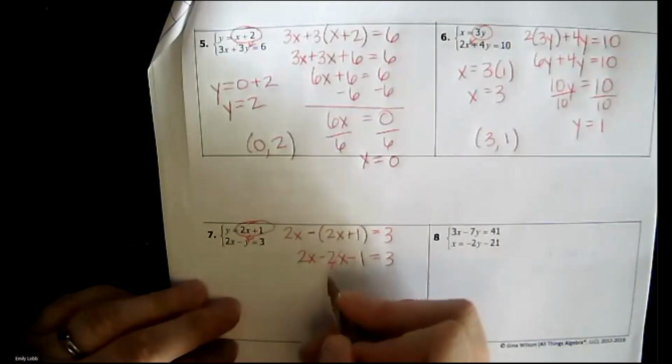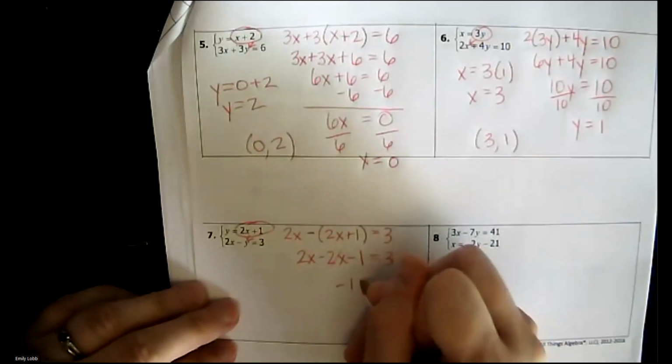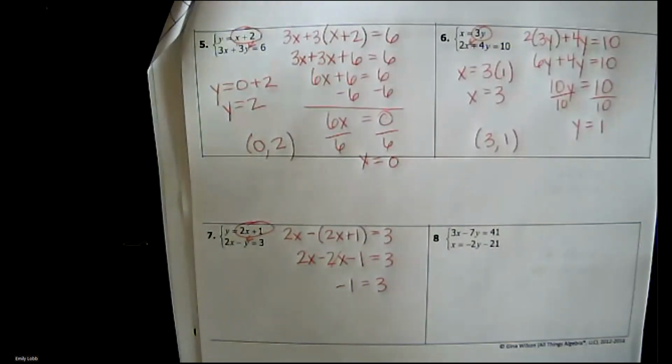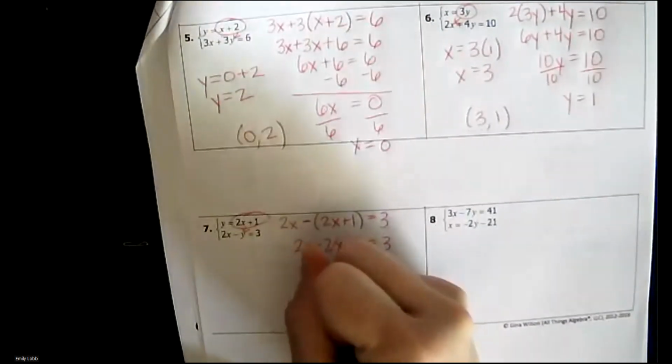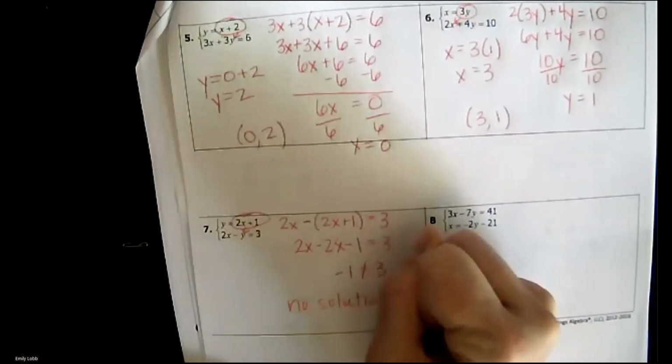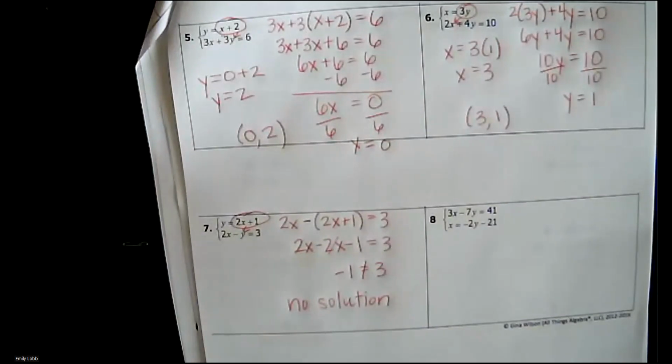These get canceled out, right? We have negative 1 equals 3. Is this ever true? Remember what we say when we get something that's not true? We say this is no solution. That must mean that these two lines are what? Parallel. Well done.